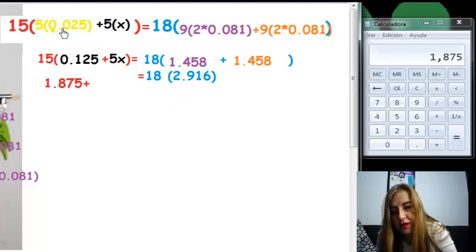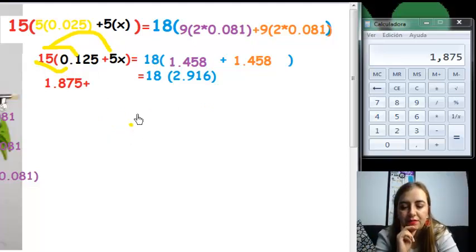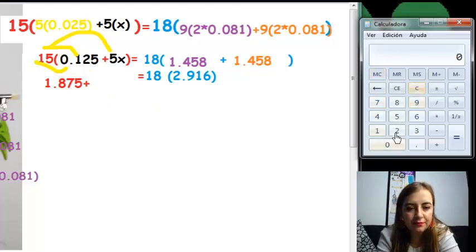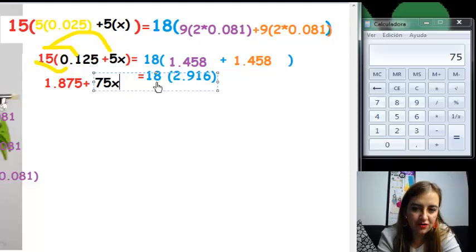Okay, so distributive law. Miss Ellie, can I pass the 15 to the other side to divide that way? Yes, you can. But I prefer to use this one because it's more organized. But it's the same. Okay, in this case, you need to multiply 15 times 5. It's going to give you 75. So I'm going to write it here in black. So 75x, of course.